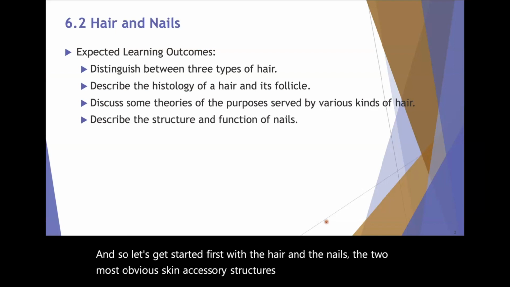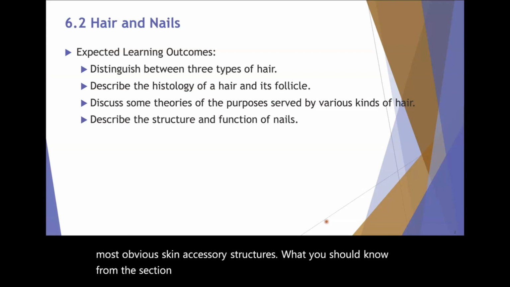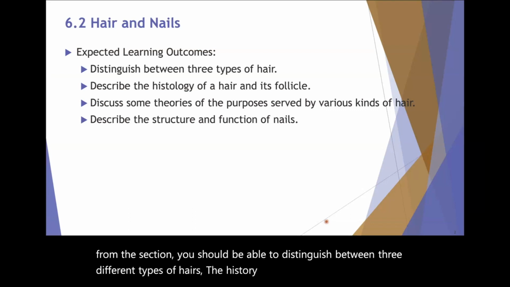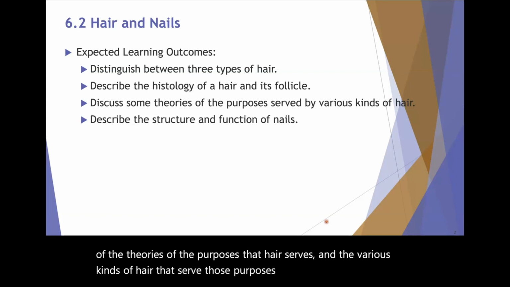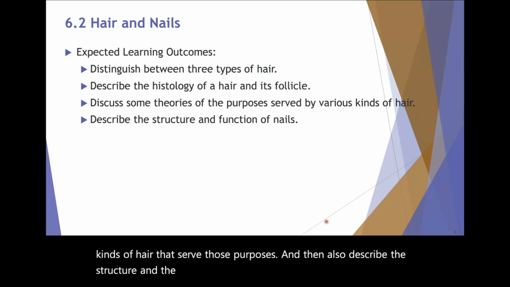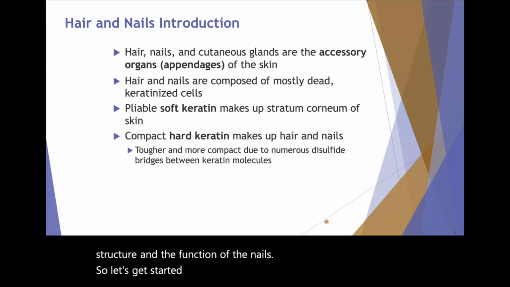What you should know from this section: you should be able to distinguish between three different types of hairs, the history of the hair and its follicle, some of the theories of the purposes that hair serves, and the various kinds of hair that serve those purposes, and then also describe the structure and the function of the nails. So let's get started. So hair and nails.